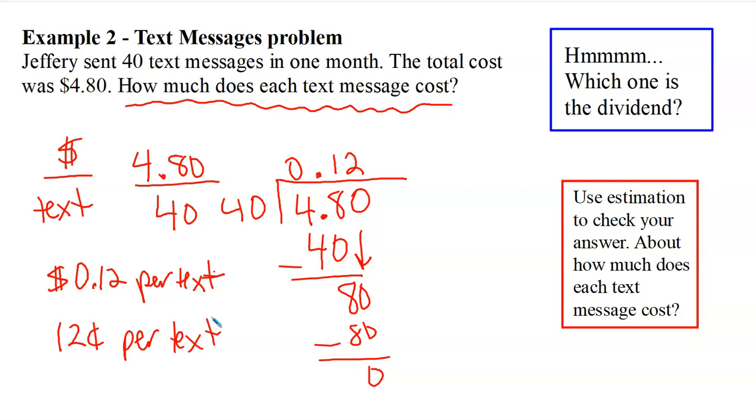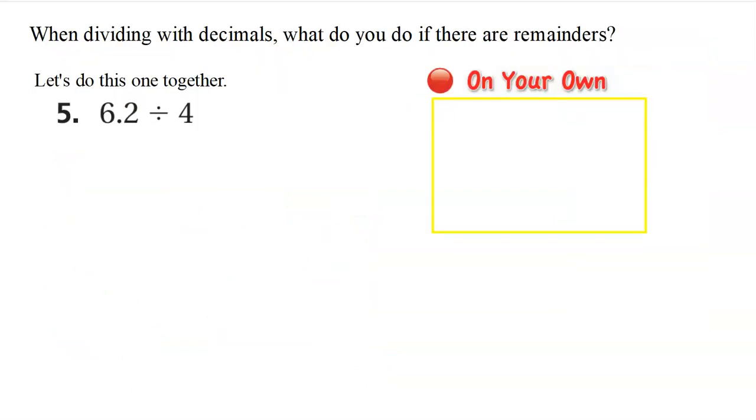Okay, so the last example is basically asking, if you're dividing decimals, what do you do if there are remainders? We've already hinted at it, right? That we're going to annex zeros. Sometimes I call them ghost zeros, but you annex zeros until you have no remainder left. So here's an example we're going to do together, and then you have an OYO.